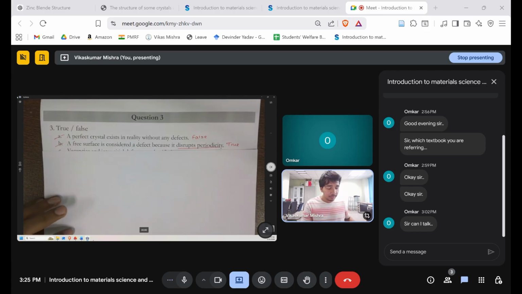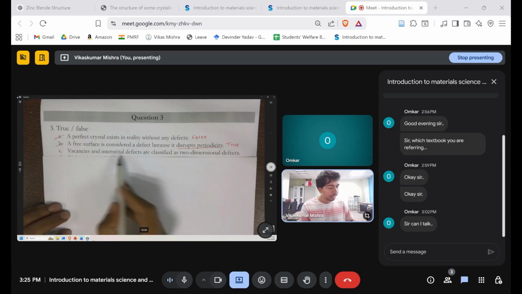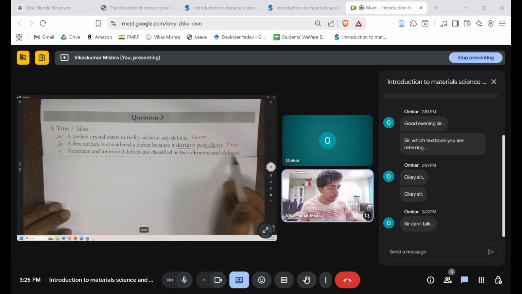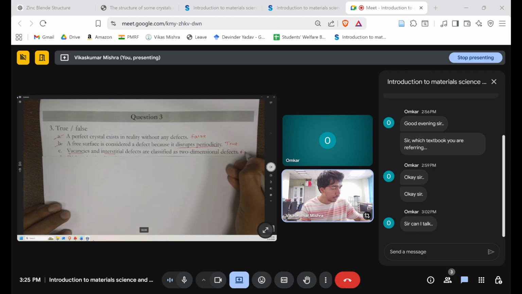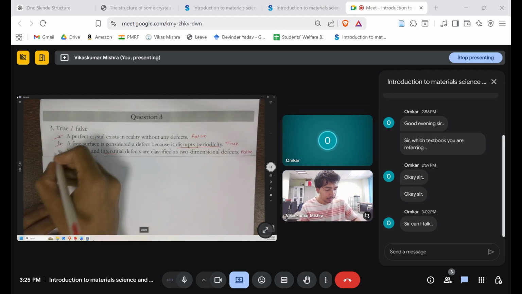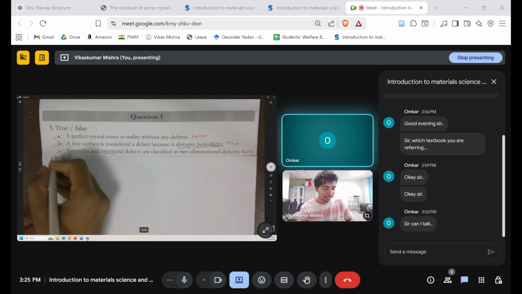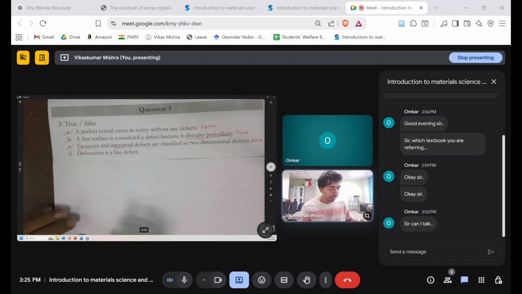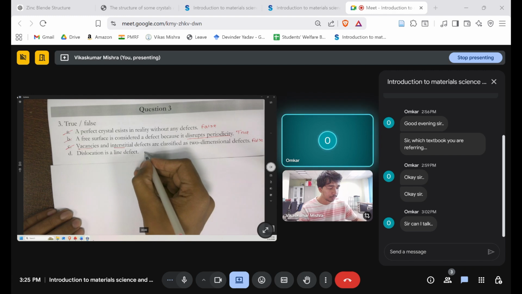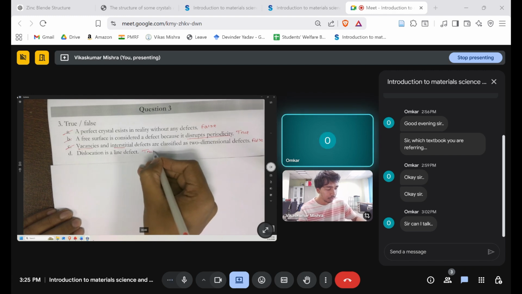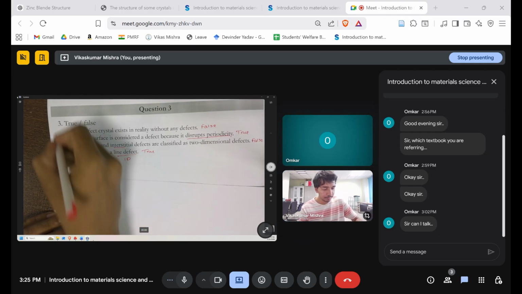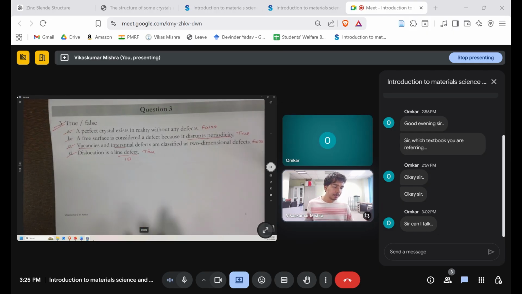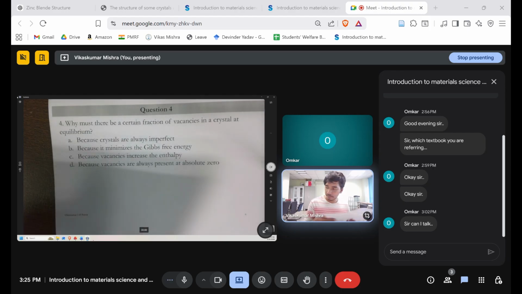Let's move ahead. Vacancy and interstitial defects are classified as two-dimensional defects. False. Which dimension is it? Zero-dimensional. Good. Let's go ahead. Dislocation is a line defect. True. It's a line defect, a one-dimensional defect. So with that, we have solved this question number 3. Let's move ahead.